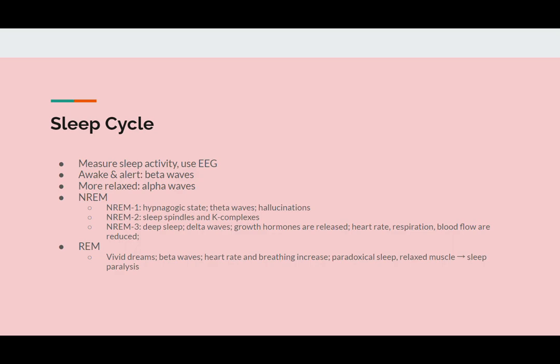Once you pass into REM sleep, vivid dreams occur. Brain waves become rapid beta waves, heart rate and breathing increase, and eye movements are rapid, hence REM, rapid eye movement sleep. Rapid eye movement sleep is also commonly labeled as paradoxical sleep, where muscles are relaxed while other body systems are active. As a result, waking up during REM sleep can cause sleep paralysis since you're awake but have limp muscles.